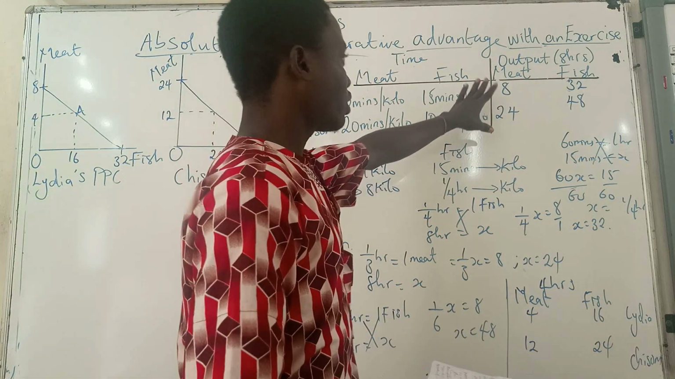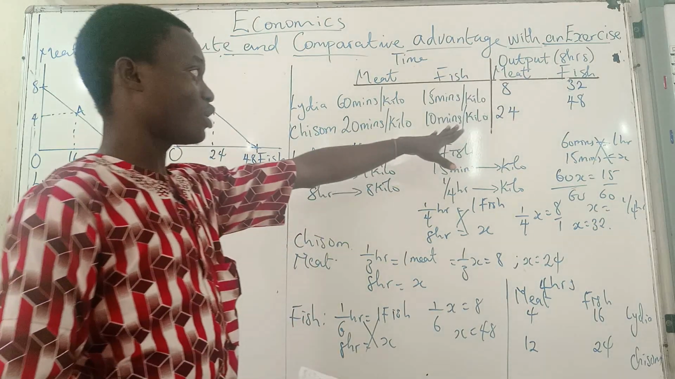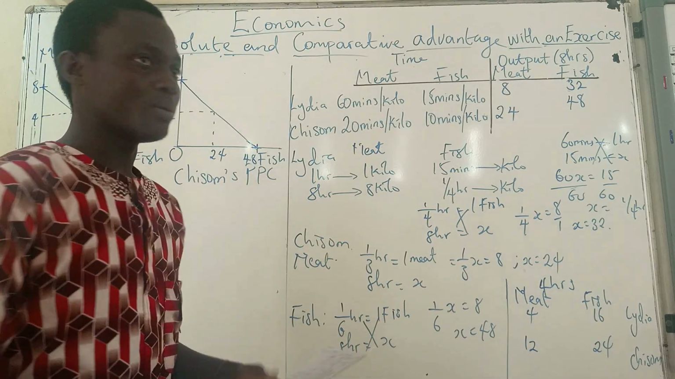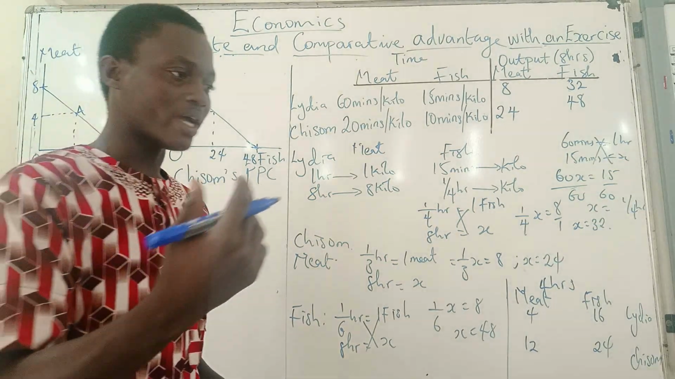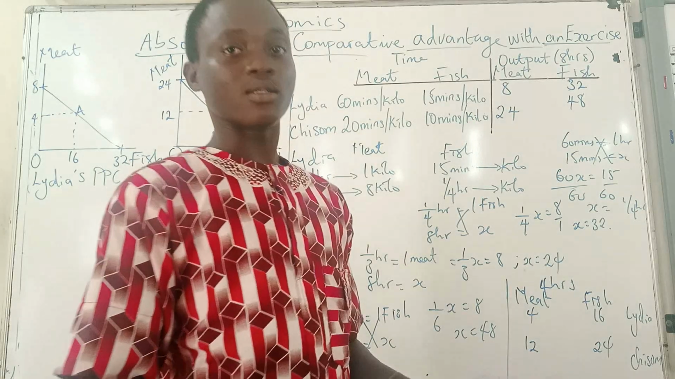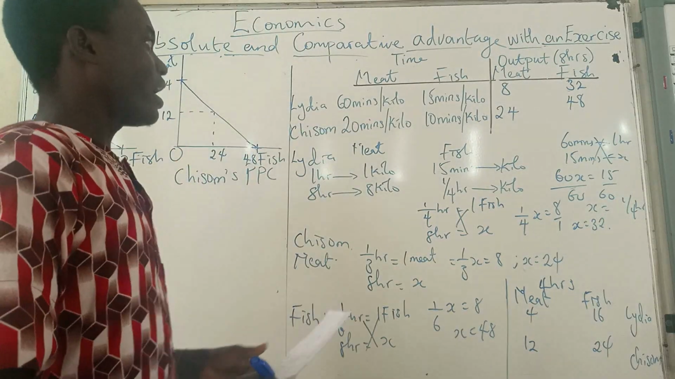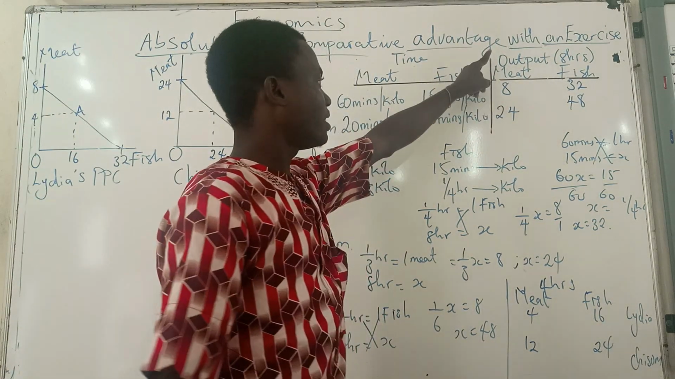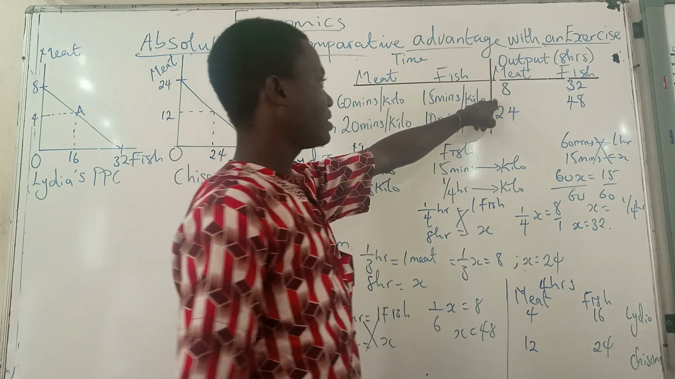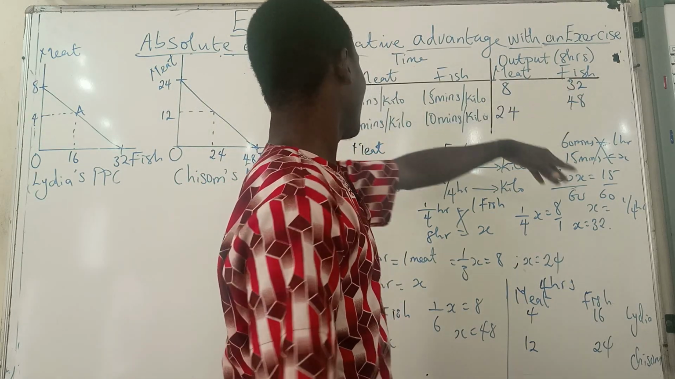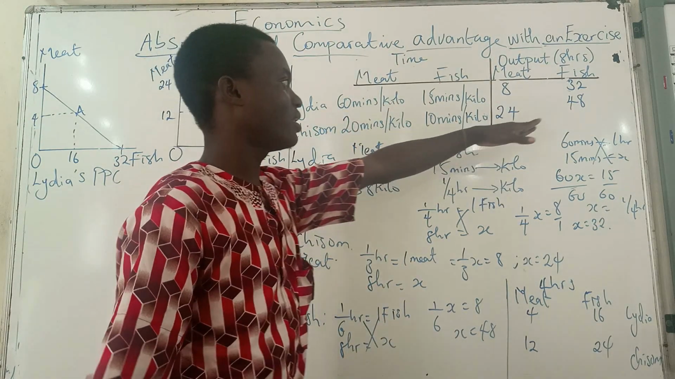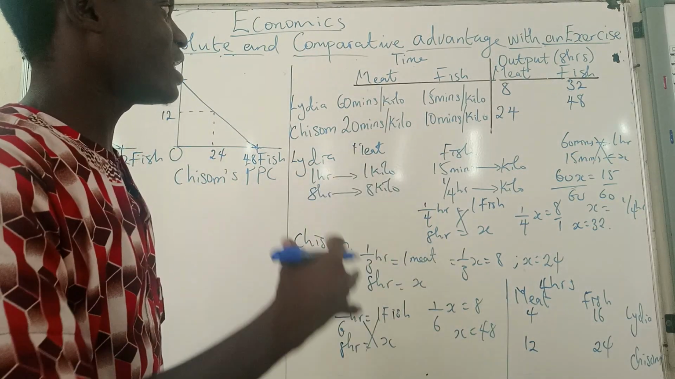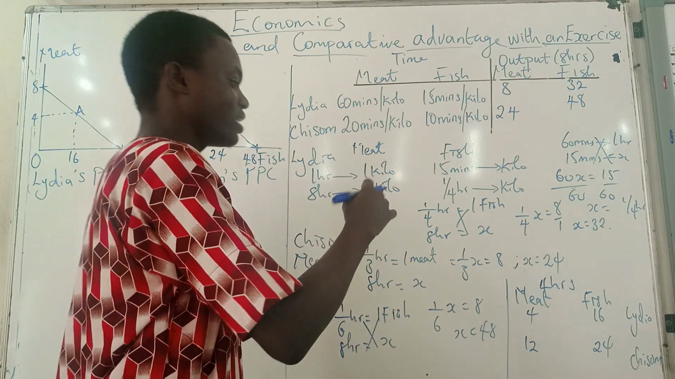So we come here. If they have spent all of their 8 hours in the production of any of the commodities, we use this to calculate what the opportunity cost should be. Remember that I said opportunity cost is whatever is lost divided by whatever is gained. So loss over gain. But I'm going to do something simple here, because we can't make comparisons here. If Lydia produces 8, she will be giving up 32 kilo of fish, and if Chisom produces 24, he will be giving up 48. We can't compare this because they are not the same.